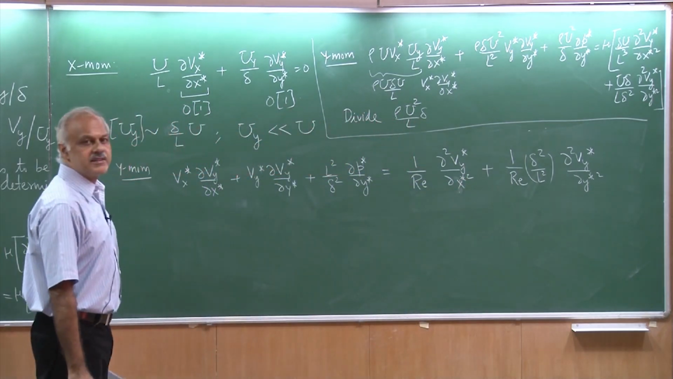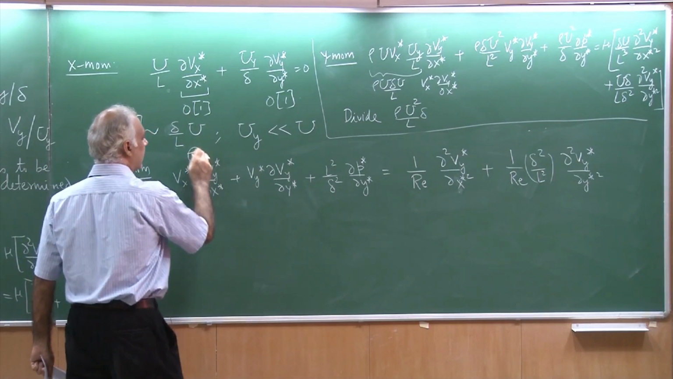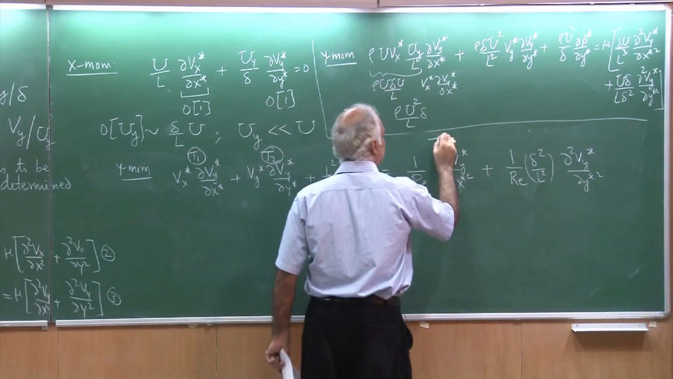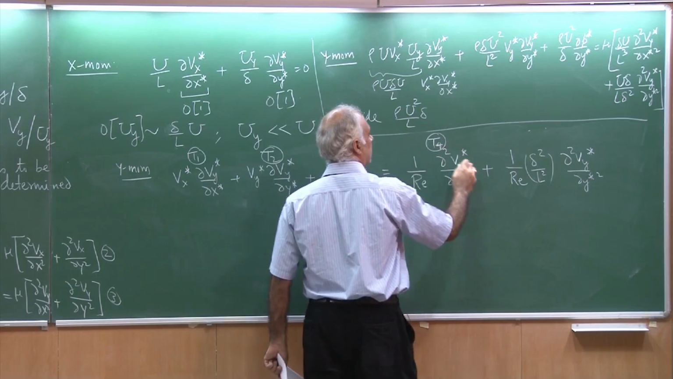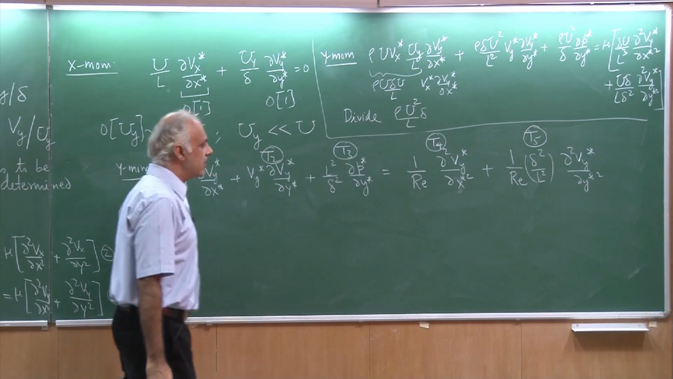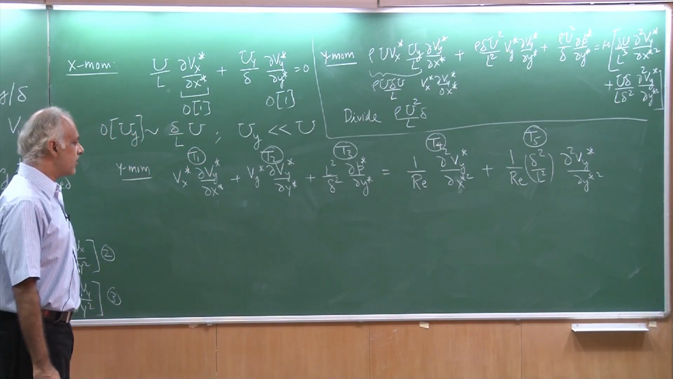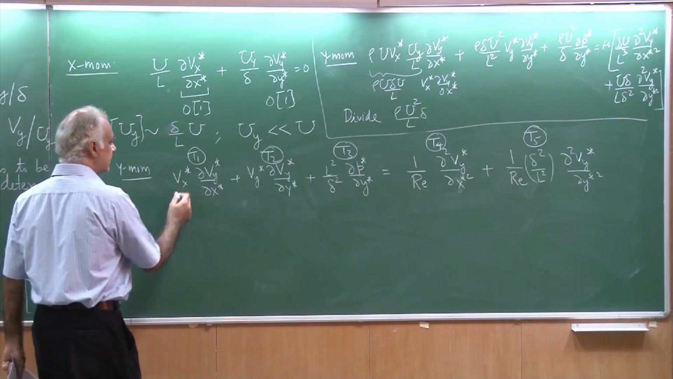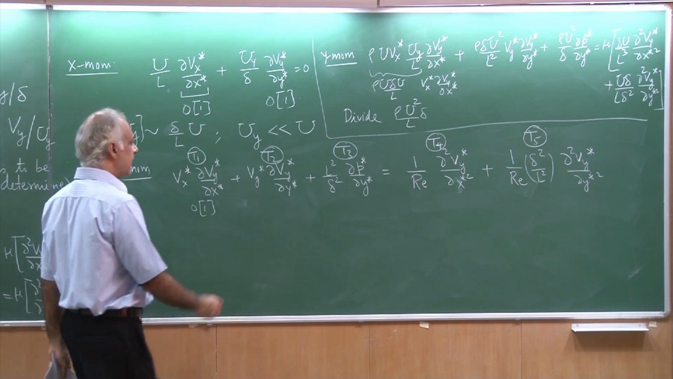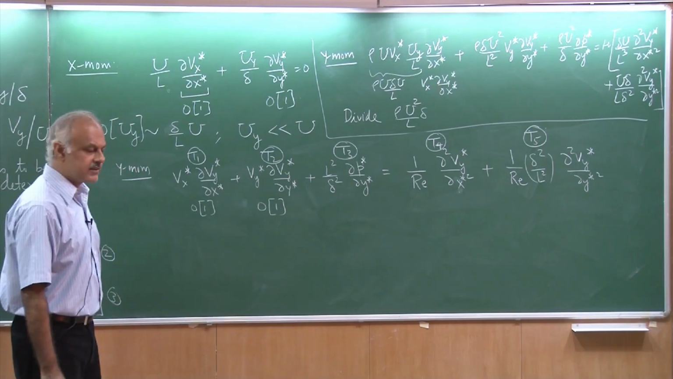So this is your non-dimensional equation. Let's number these terms. So this I will call T1, this T2, T3, T4, T5. I want to argue which of these terms are important. That's the question I want to ask. So these terms are obviously of the order of 1, no doubt about that. Similarly, T2 is of the order of 1.